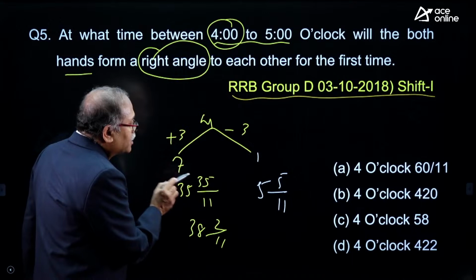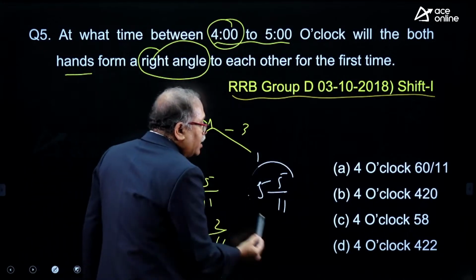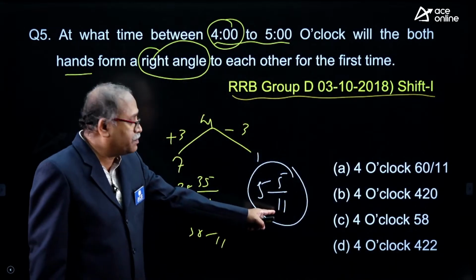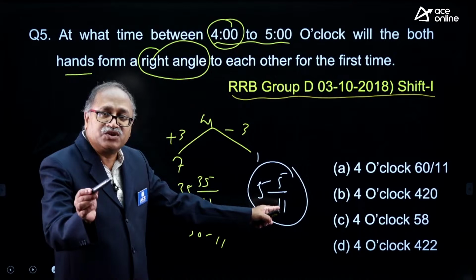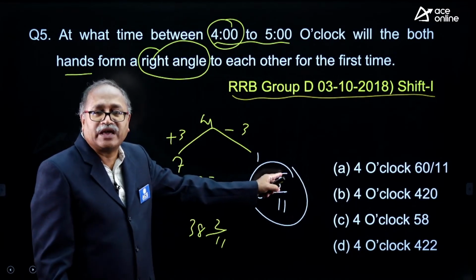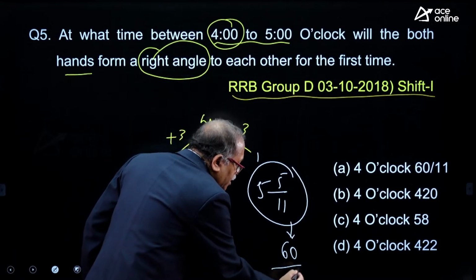Right? So what is the timing? 5 by 11 minutes past 4. So I have 5 by 11 minutes? No. If I make this mixed fraction into a fraction, 11 into 5 is 55, 55 plus 5 is 60. That means what is that time? 60 by 11.